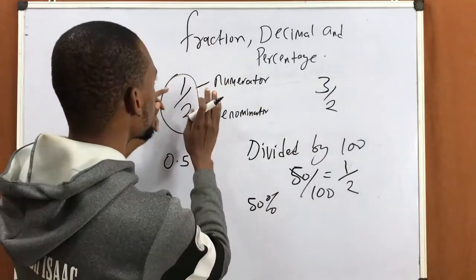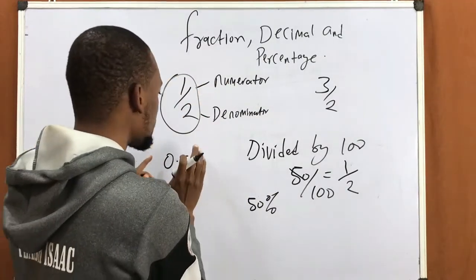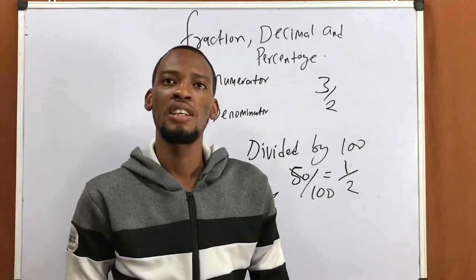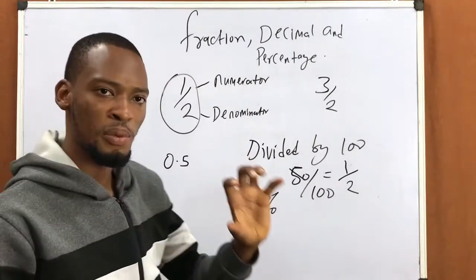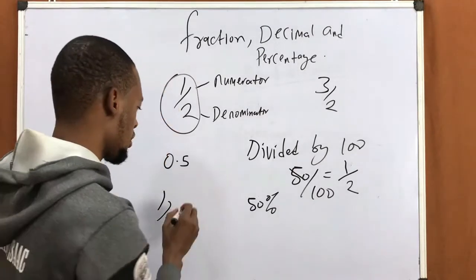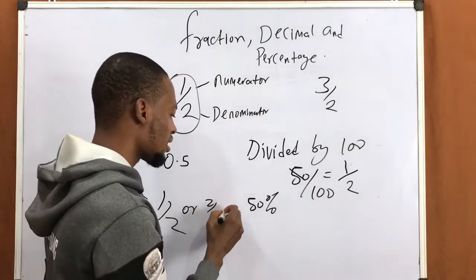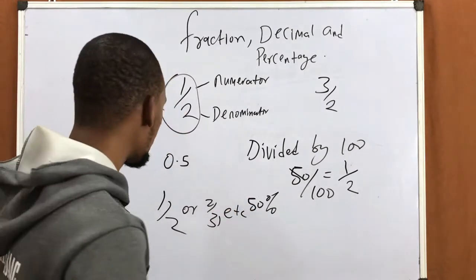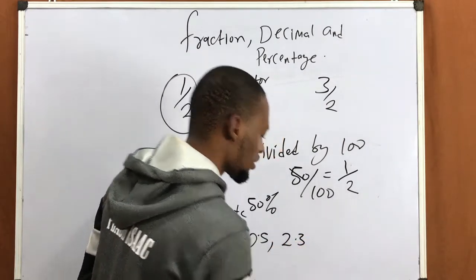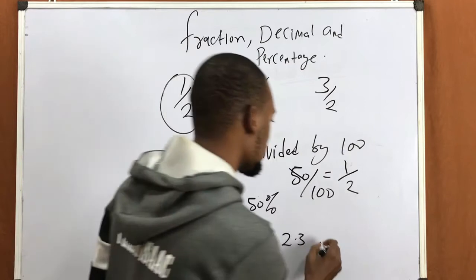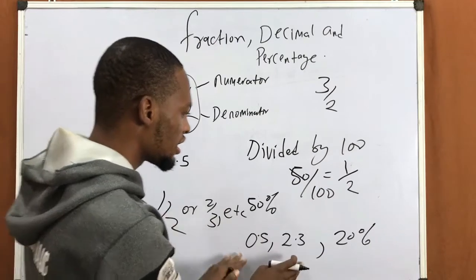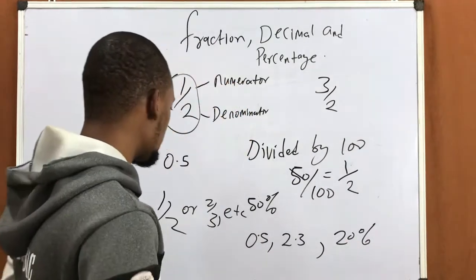Meaning you can convert from fraction to decimal, from decimal to percentage. Is that cool? Fine, let me go over again. There are ways we represent numbers in mathematics. So I can decide to say, okay, 1 over 2, or 2 over 3, and so on. I can decide to say, okay, 0.5, 2.3. I can decide to say, okay, 20%. So while this is fraction, this is decimal, and this is percentage, they have their uses.